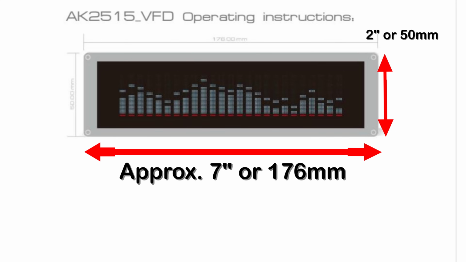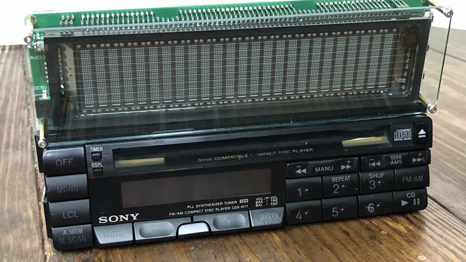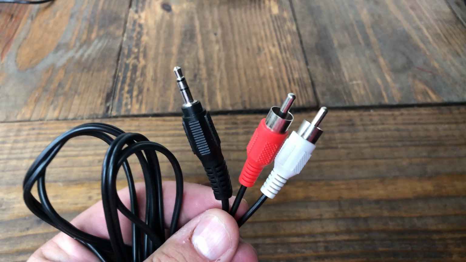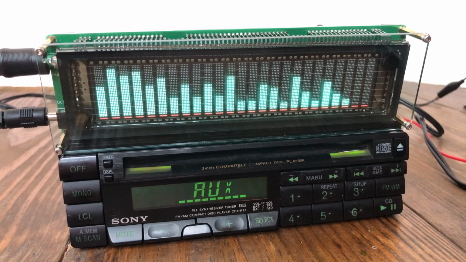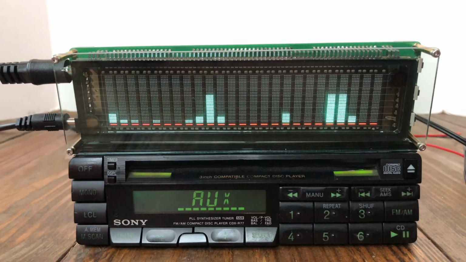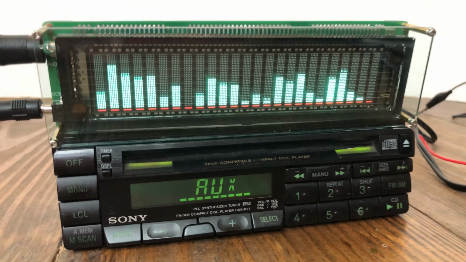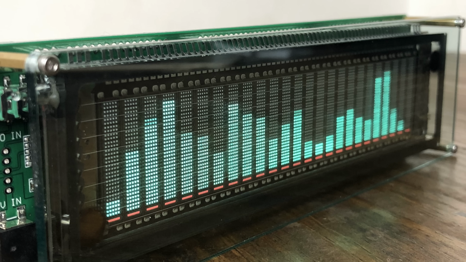Now, the unit being 7 inches by 2 inches is approximately double-DIN size for car audio. So what does that mean? Oh yes, no more need to search for the old school EQs that cost a ton. You just need a different adapter here, RCA to 3.5 millimeter, and then you can be displaying like this. You know you like it. All you gotta do is make a little trim panel out of some ABS, and then yeah, man, this thing would be sweet. So we'll have to try this out in the car.